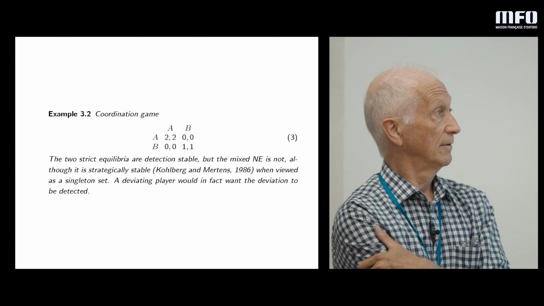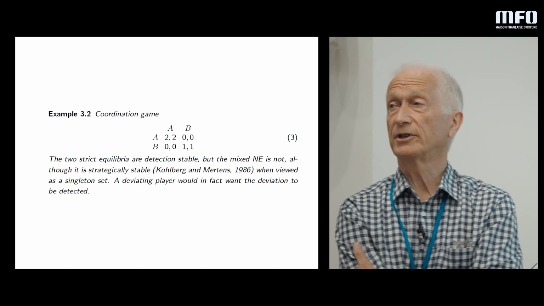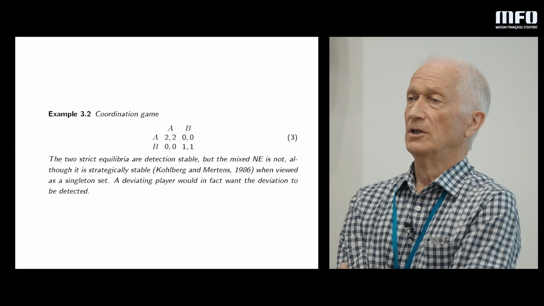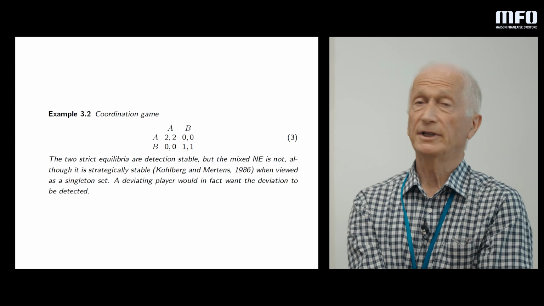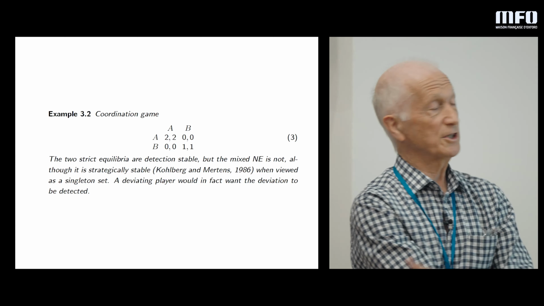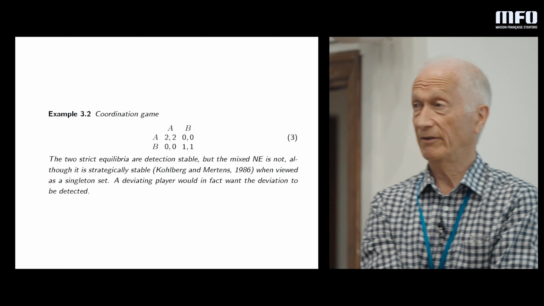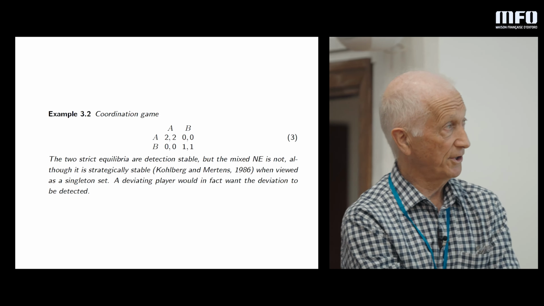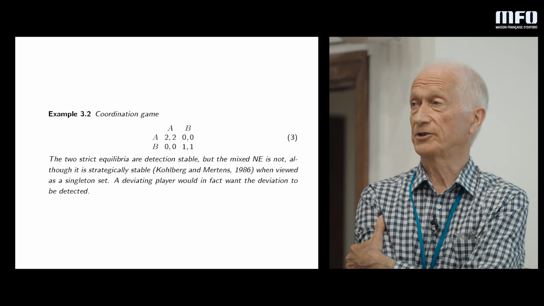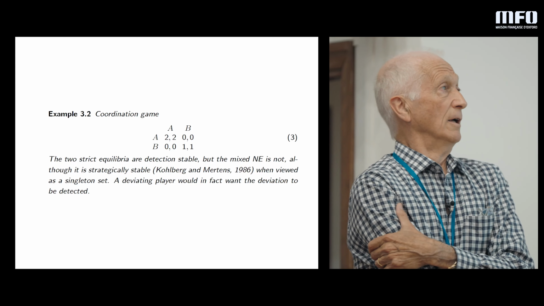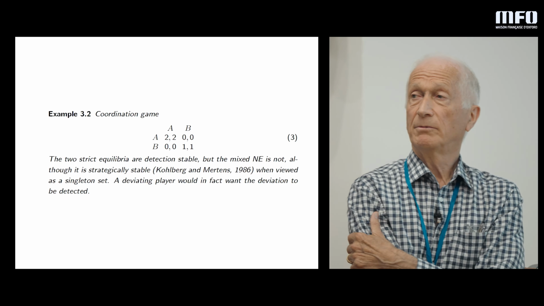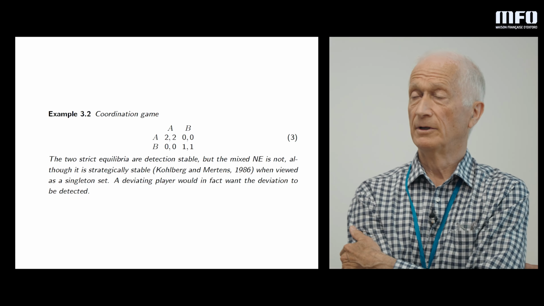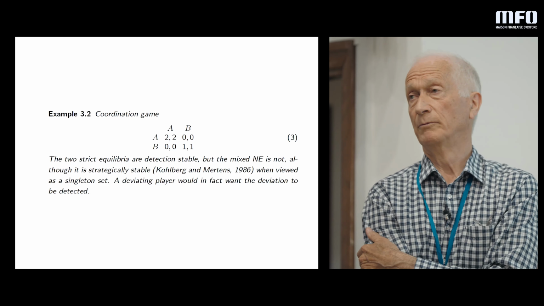Now look at this coordination game where it is not the case. So it has 3 Nash equilibria, right? One is the good Nash equilibrium, a strict equilibrium AA, where they have high payoffs. The other one is a strict equilibrium 2, so both are detection stable. However, there is a mixed equilibrium, which is 1/3, 2/3, and that is not detection stable.